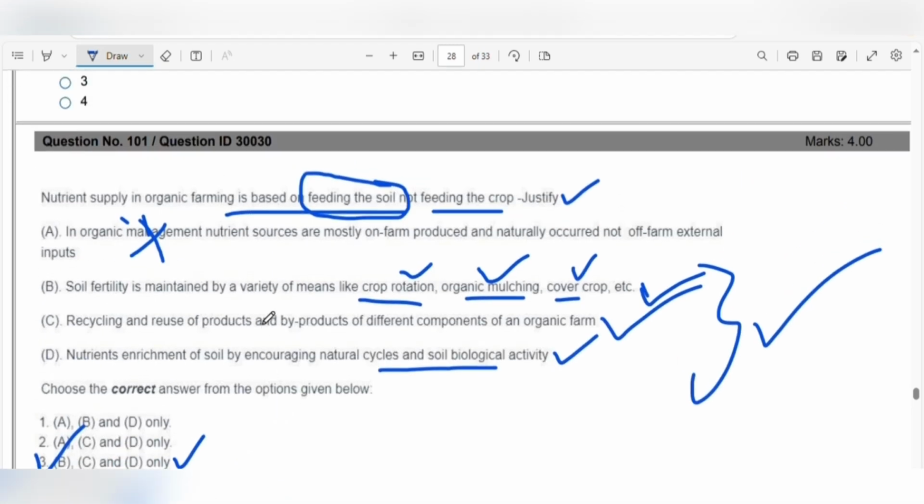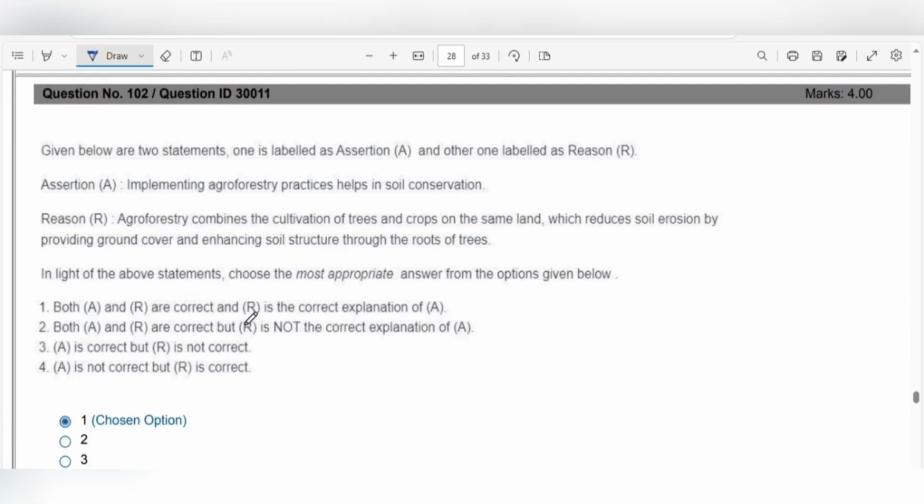All right, let's move on to the next question. Another assertion reasoning type of question from agroforestry, from agronomy, you can say. So, implementing agroforestry practices helps in soil conservation. Perfect. This statement cannot be doubted at all.